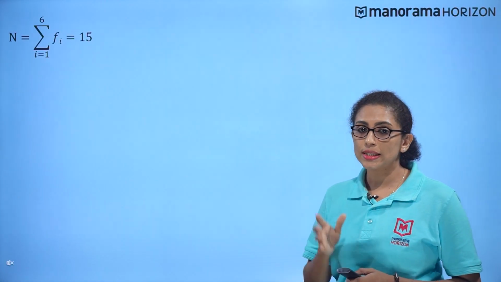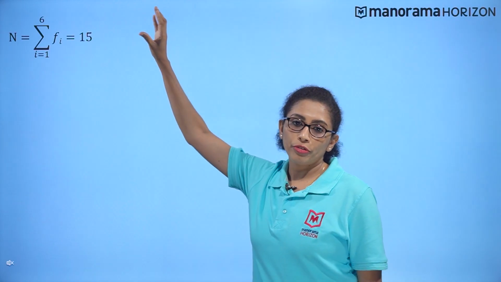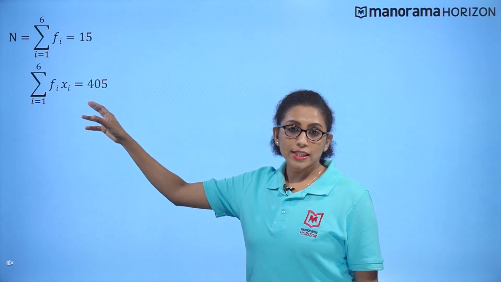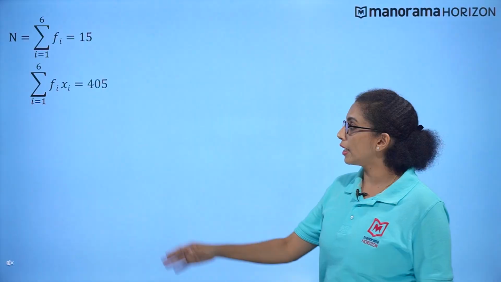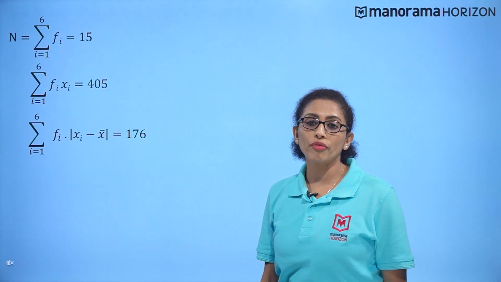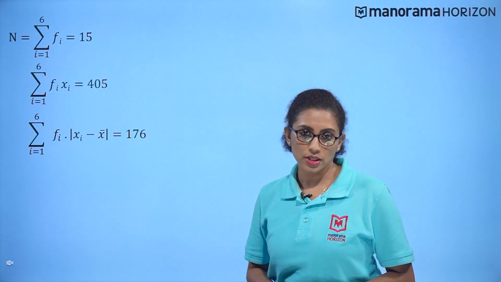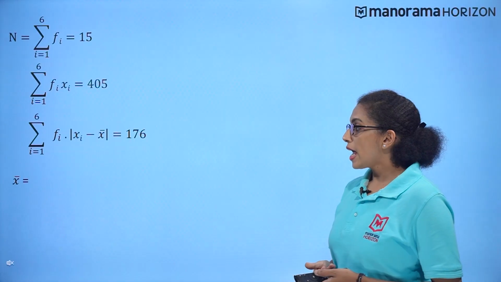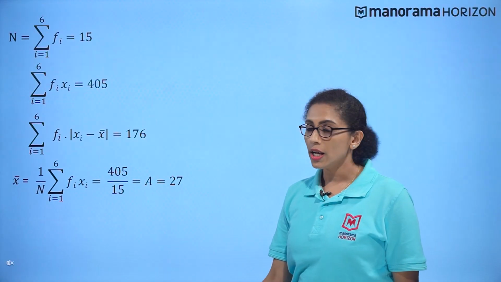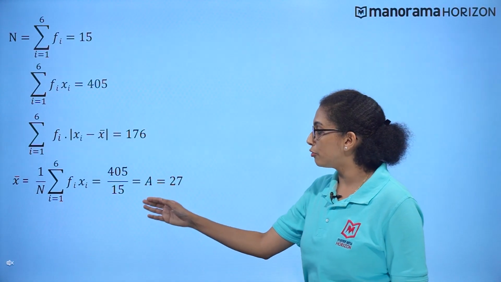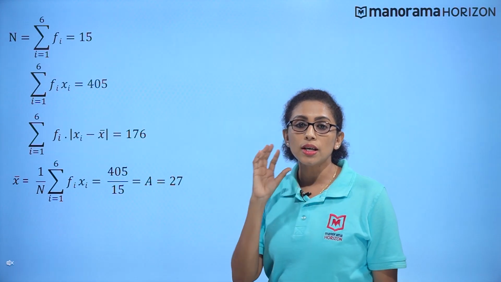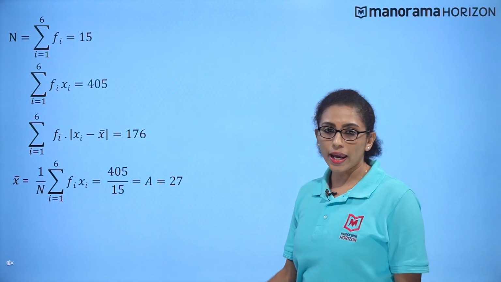So what is n? N is the sum of frequencies, that is all Fi's add up to 15. Now we need to find summation i equal to 1 to 6 Fi xi. We have to add up all Fi into xi, we get it as 405. Now the summation i equal to 1 to 6 Fi into modulus of xi minus x bar, we get it as 176. Now we have to find x bar, which is equal to 1 by n summation i equal to 1 to 6 Fi into xi. Substituting the values, we get 405 by 15, which is equal to 27. And we have to consider this value as the assumed mean, that is A here.